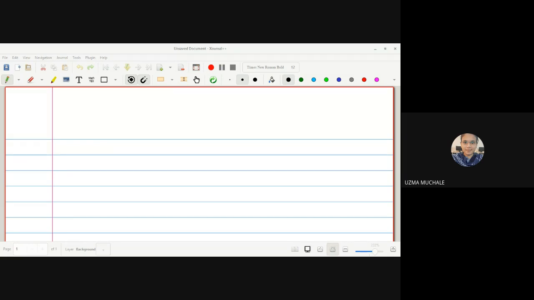Okay, have you solved the example? Sorry, the property which we want to prove. Yes, has anyone solved the property? Has anyone proved the property?